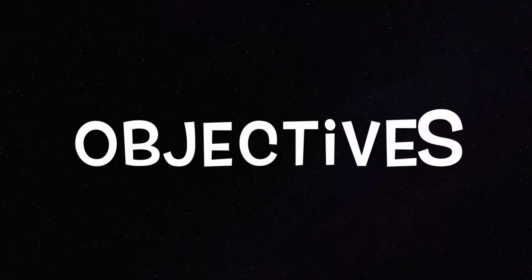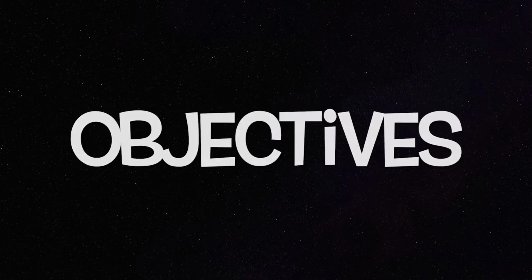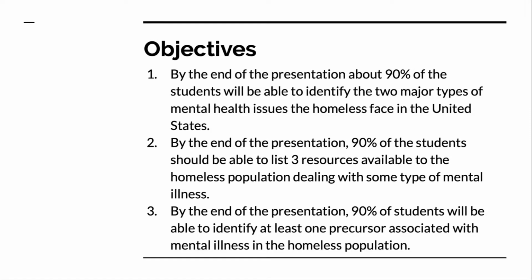We're going to begin our presentation by mentioning our three objectives. By the end of the presentation, about 90% of the students will be able to identify the two major types of mental health issues the homeless face in the United States. By the end of the presentation, 90% of the students should be able to list three resources available to the homeless population dealing with some type of mental illness.